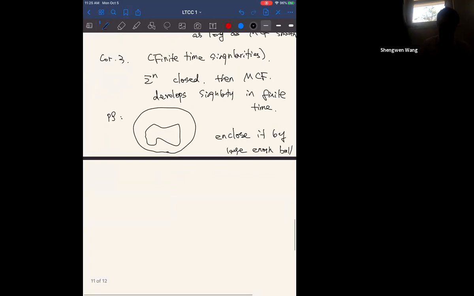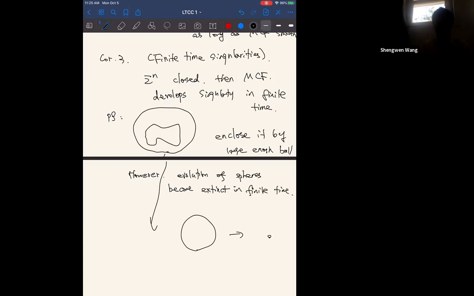However, we'll see later that the evolution of spheres becomes extinct in finite time. So the outside sphere will become extinct and shrink to a round point in finite time. And because of the preservation of disjointness of these two surfaces, sigma has to develop a singularity before that time too. That is inevitable.